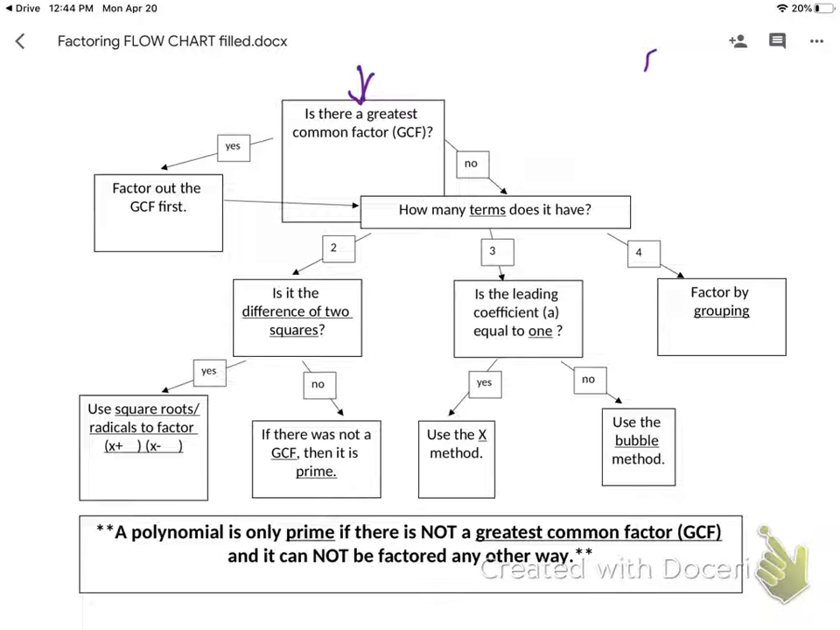If it has 3 terms, and the leading coefficient A is equal to 1, yes, then you're going to use the X method. So if you have that leading coefficient of 1, we're going to use the X method. If not, we're going to use our bubble method, and we know how to do both of those now. And if it has 4 terms, we're going to do factor by grouping, and that was the latest one that we have learned. So remember to go through this flowchart as you're trying to figure out which one you need to use, and feel free to float back to some of those videos to make sure that you're doing these methods correctly.